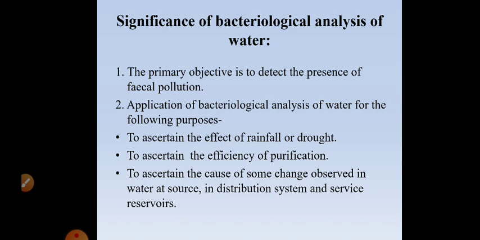Why we need to analyze water? Let us first discuss what is the significance of bacteriological analysis of water. Why we need to perform different tests for checking the quality of water. The first and primary objective of bacteriological analysis is to detect the presence of fecal pollution. The utmost and most important test is to check whether there is any kind of fecal pollution in the water body or the source of water, whether it is getting contaminated with fecal matter or not.